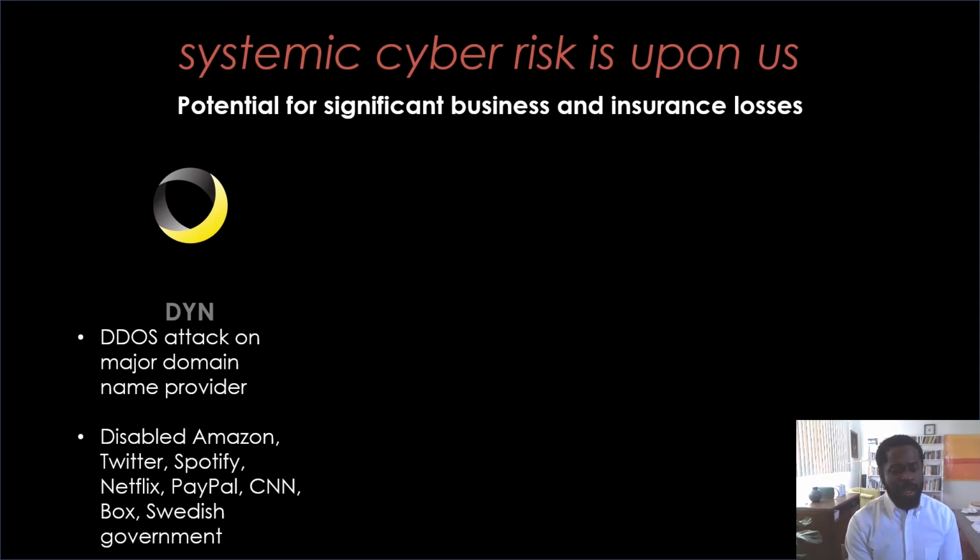And Dyn was important because they were a domain name service provider for a lot of companies which are household names. So when they were attacked by a DDoS attack, then their networks were brought down, as were the networks of their customers. So that includes Amazon, Twitter, Spotify, Netflix. There's PayPal, so some transactions. There was CNN, so some media services, the Swedish government, and Box. All of these different types of things were also brought down at the same time.